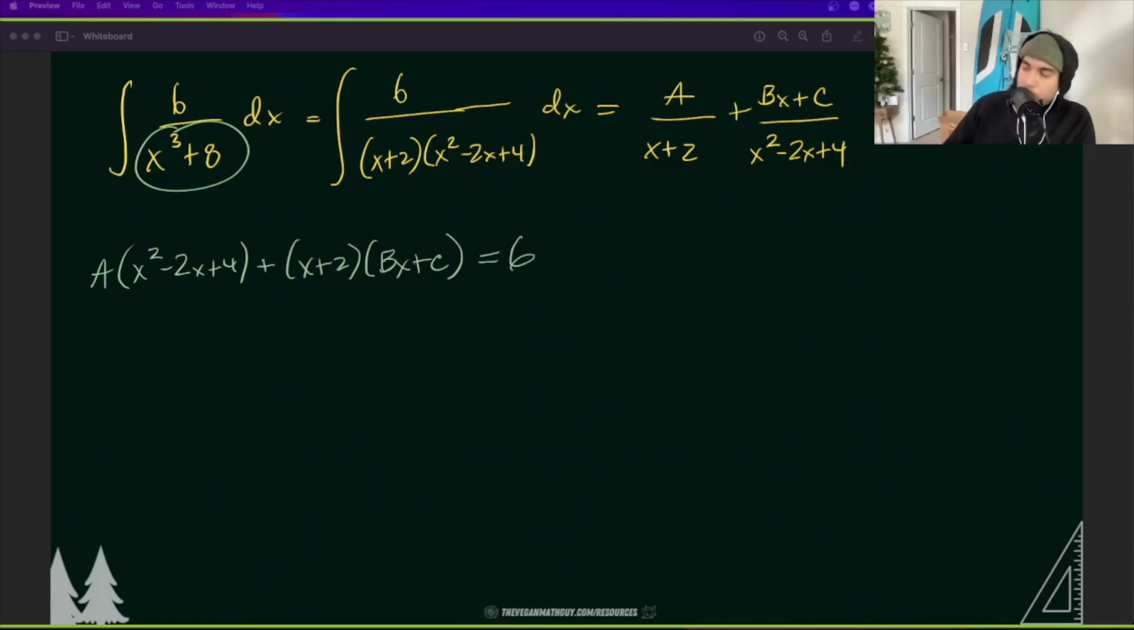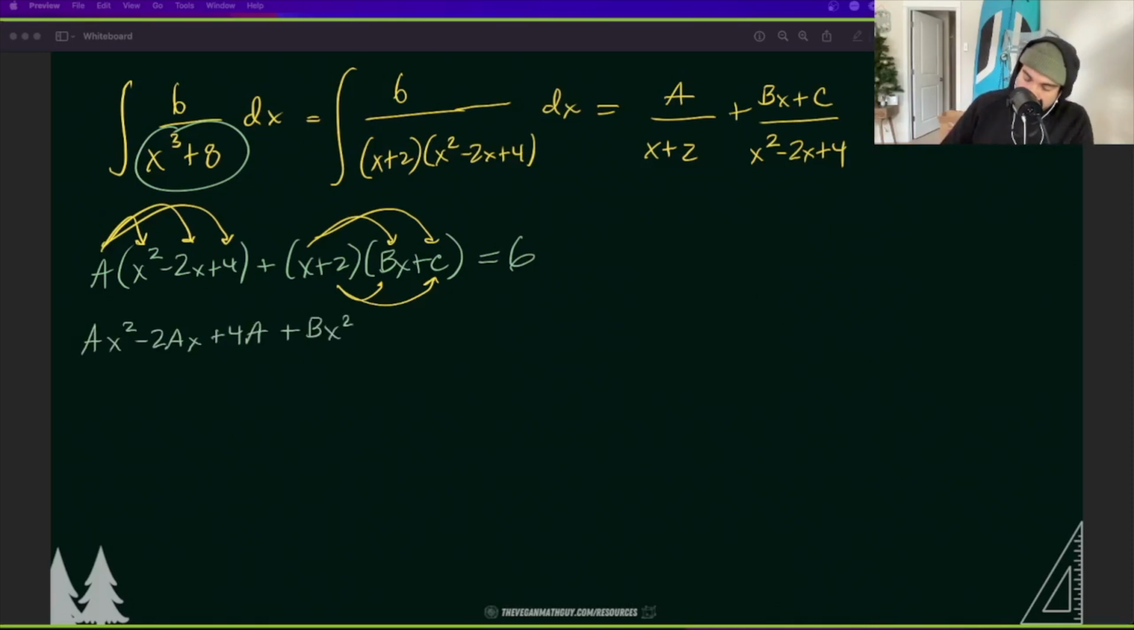And we know that this whole thing has to equal 6. Let's go ahead and distribute these variables and FOIL that other part. And now I'm just going to go ahead and combine all the coefficients so that I have the A, B, and C's together so I can somehow find the values for those.